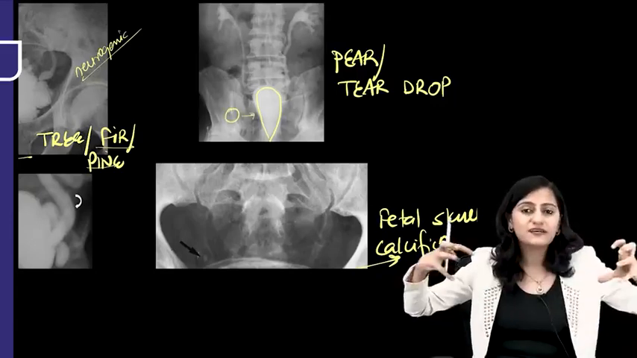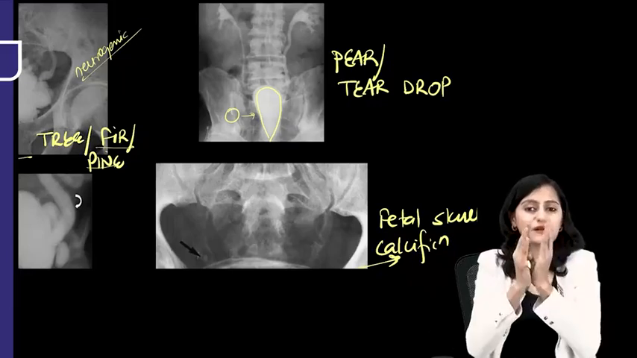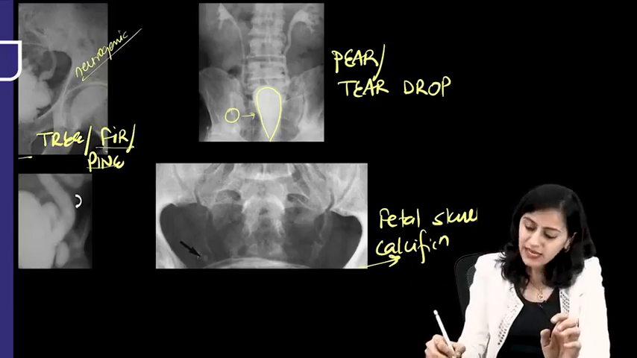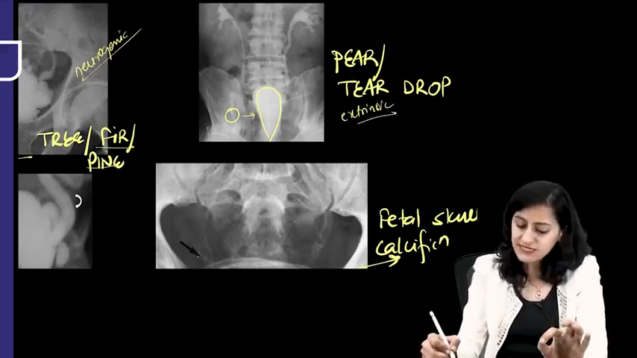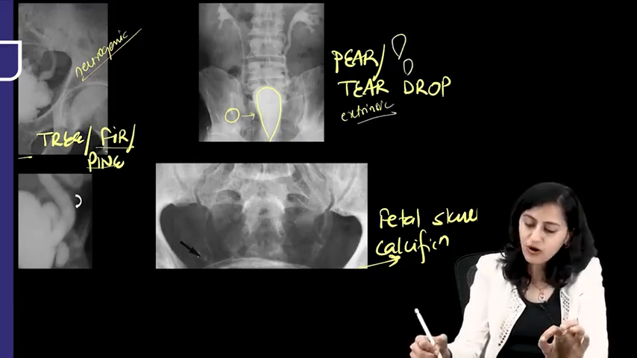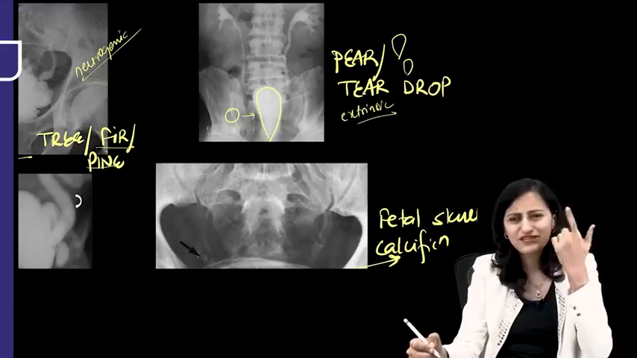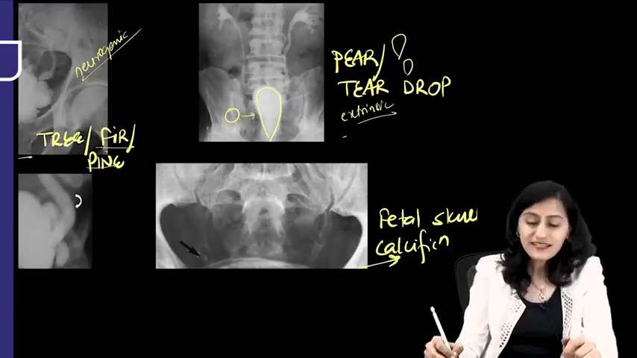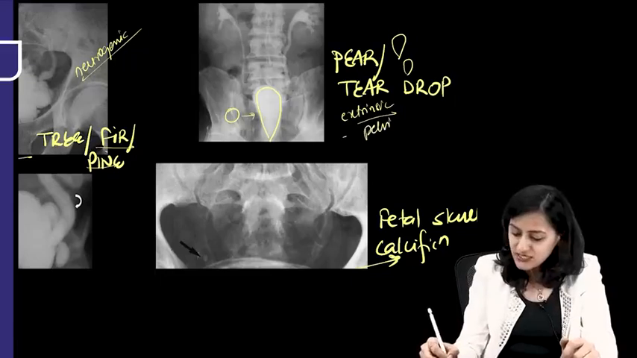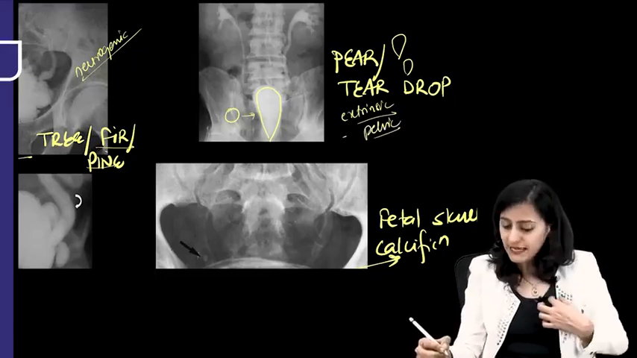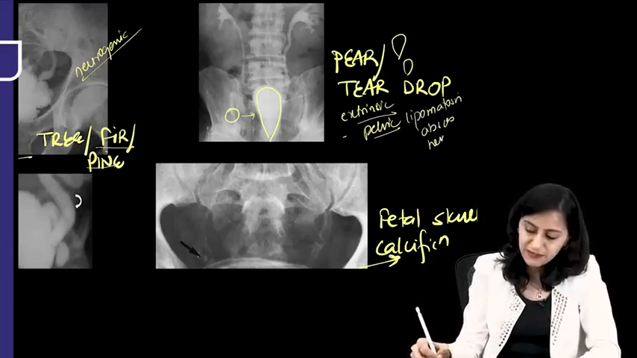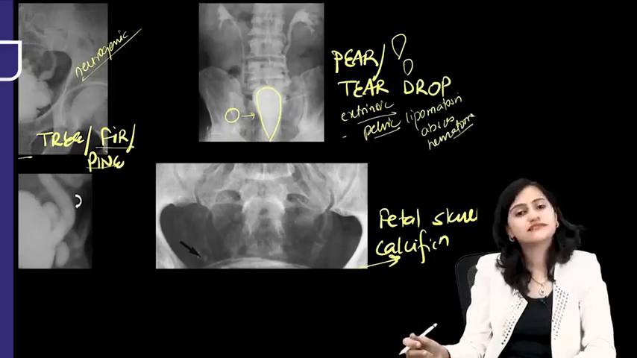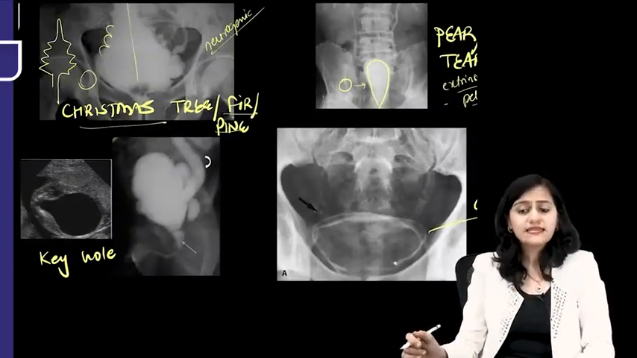So a round bladder, when compressed from outside, will become elongated, right? So any cause of extrinsic compression will lead to this appearance, and this is called a pear-shaped or teardrop bladder, right? That is how the shape of the teardrop is. So what are the causes here? Pelvic space-occupying lesions, like pelvic lipomatosis, pelvic abscess, pelvic hematoma. Multiple causes of this appearance of the bladder.